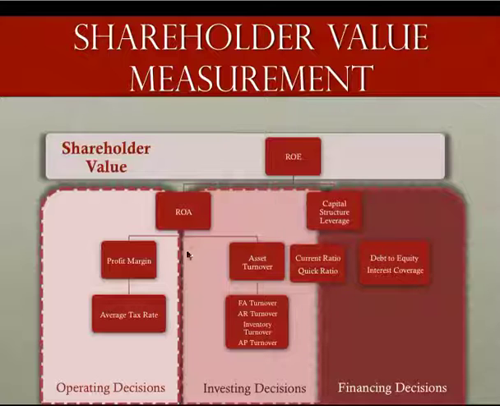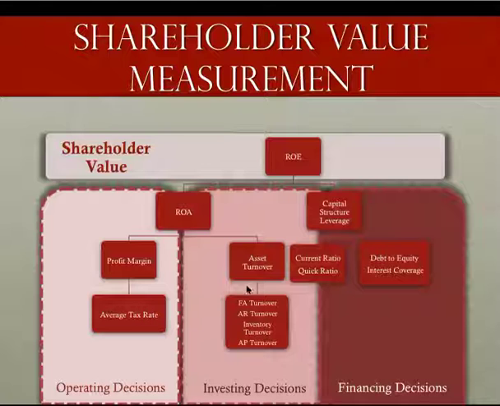Now, I'm not going to go through the math behind all of these ratios right here. Your book does a great job of explaining that, so I'm going to refer you to page 129 of your Wiley custom text for further detail on the math. Now, from the return on asset ratio, we can measure operating decisions through a profit margin and also through the average tax rate, also known as the effective tax rate. The book calls it average tax rate, but I think in practice you're going to hear it more commonly referred to as effective tax rate.